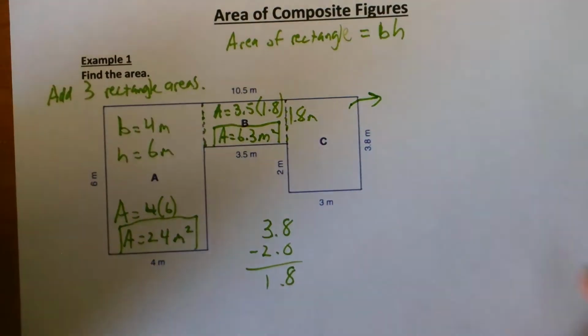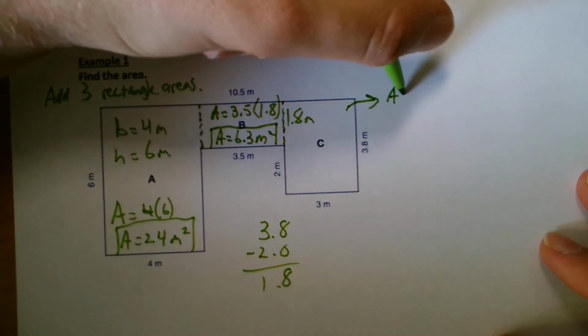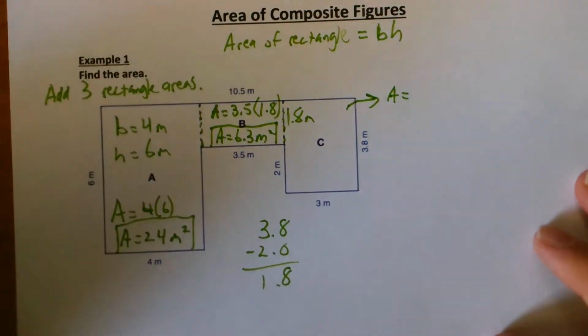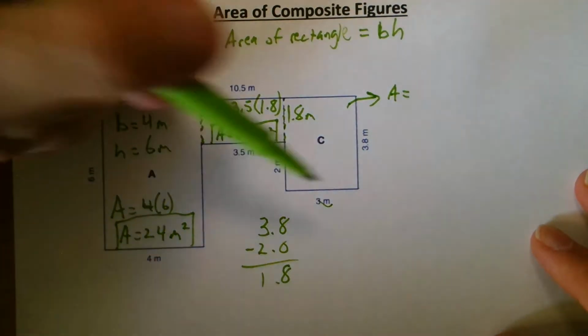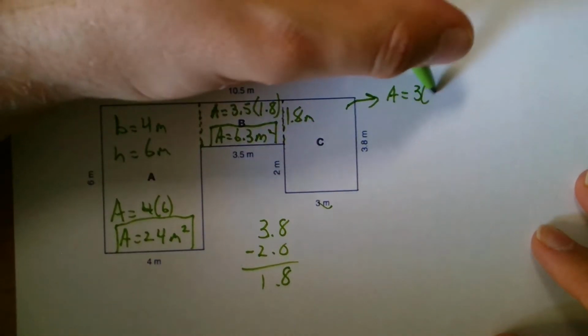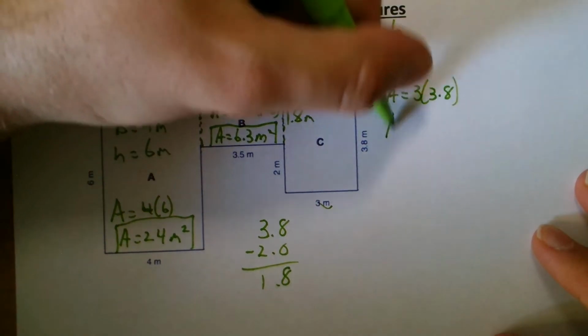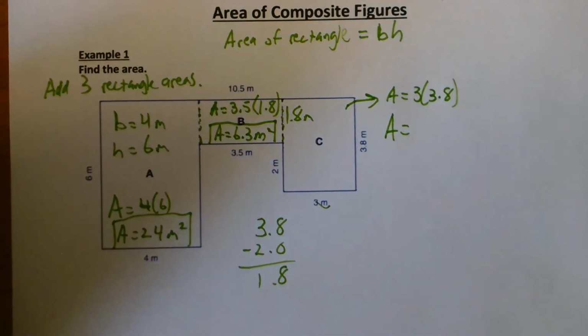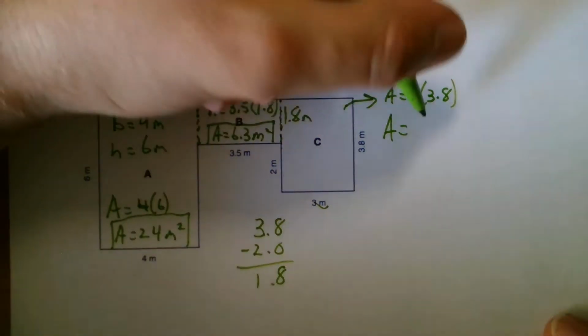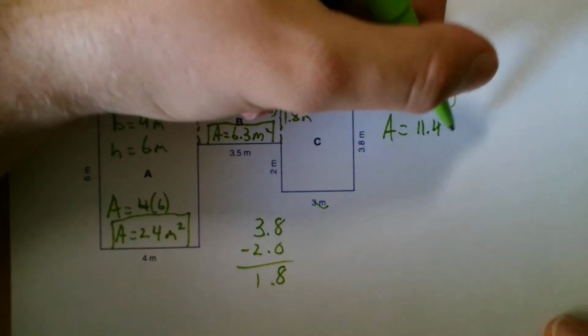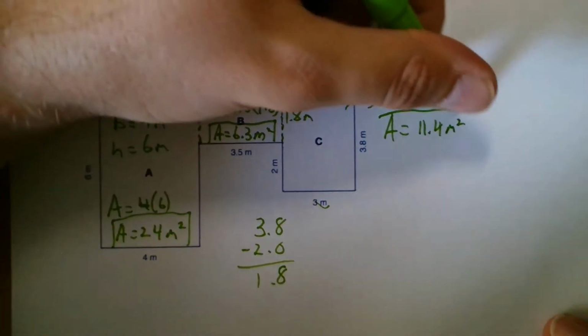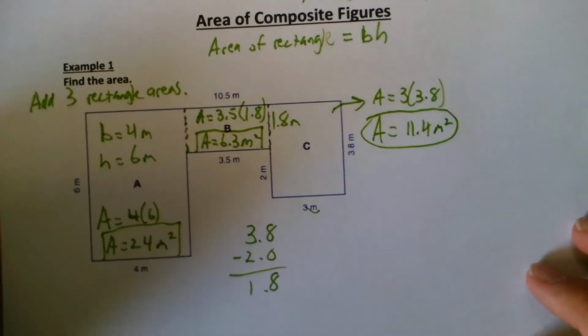Now, last but not least, for the area of rectangle C, we need, again, base times height. So that's going to be a base of 3, height of 3.8. Multiply those together to get your area. So that's 3 times 3.8. That should give you exactly 11.4 meters squared for the area of rectangle C.